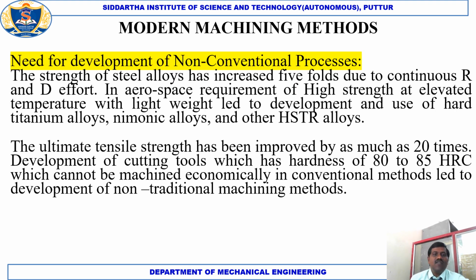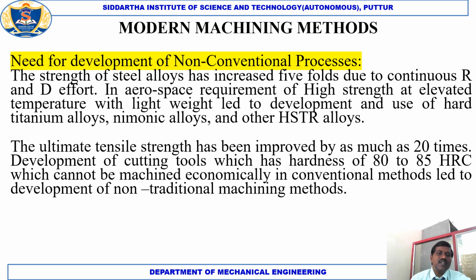What is the need for the development of these modern machining methods, or non-conventional machining processes, or unconventional machining processes, or special manufacturing processes? The strength of steel alloys increased fivefold due to continuous research and development efforts. See, from the Second World War, scientists concentrated more on different materials required for the preparation of turbine materials in the aviation industry.